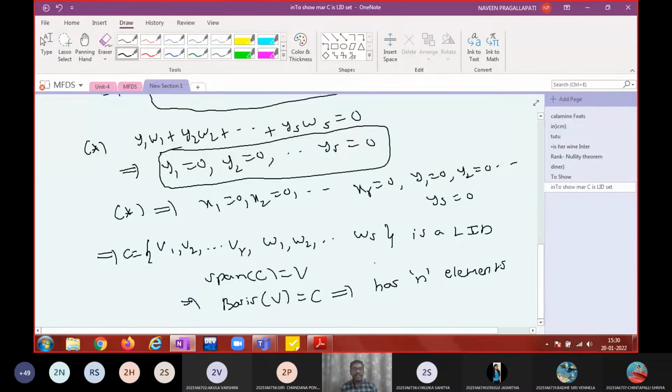but we know C has how many elements? r plus s elements. Okay, so this implies that C has therefore n equal to r plus s, because any two bases have the same number of elements. Therefore, what we have proved is that the dimension of the vector space is equal to rank plus nullity.